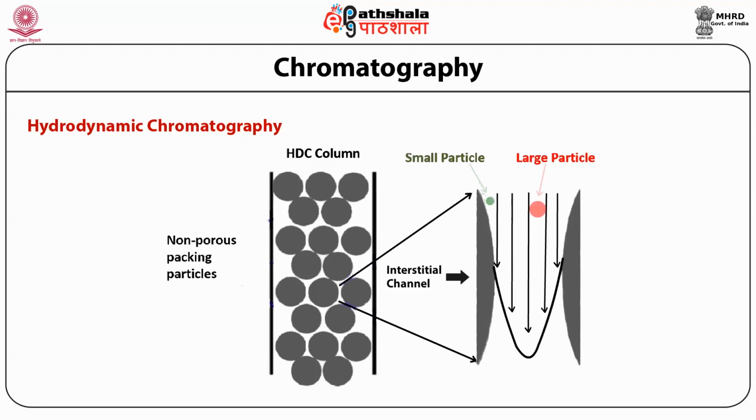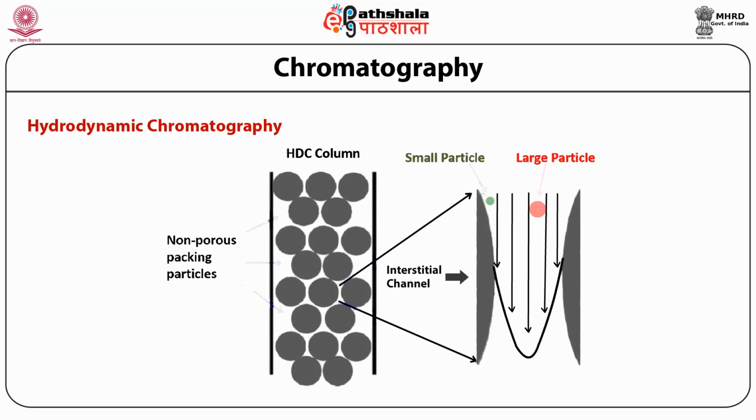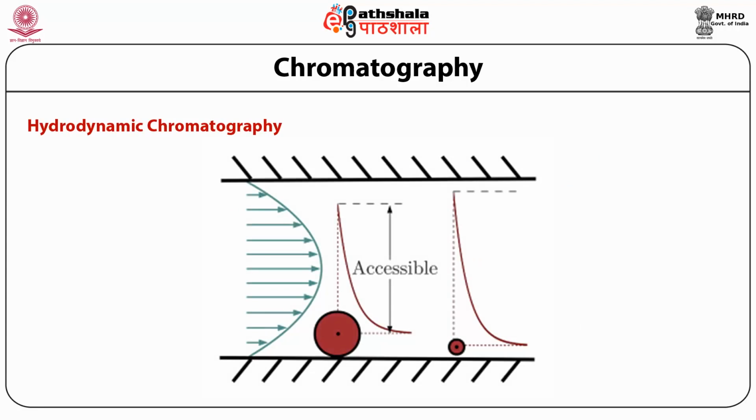The detection in hydrodynamic chromatography can be accomplished by means of fluorescence, ultraviolet or other detectors. These have been used to detect or quantify fluorescent nanoparticles, natural colloids and biopolymers. So we said that in hydrodynamic chromatography, the larger particles are eluted first and the smaller particles are eluted later on, because the larger particles experience more drag due to the solvent than the smaller particles. So it is more accessible, so it is dragged first and it elutes first.